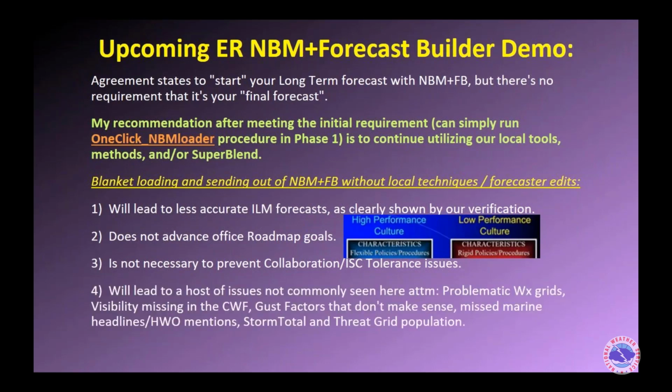Number 4, I could have done a whole presentation on just number 4, but just to get it in line with the statement above about blanket loading, there's going to be a whole host of issues if you just run the forecast builder, and we don't see these issues right now. Weather grids are extremely problematic. They're almost unreadable. A lot of times you have over 100 weather types. It's tough to know what's going on when and where.